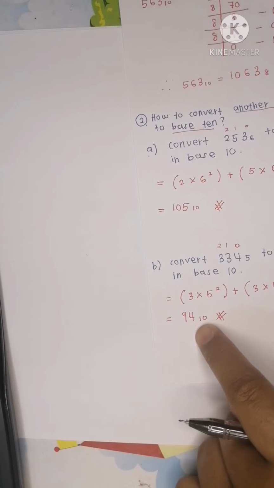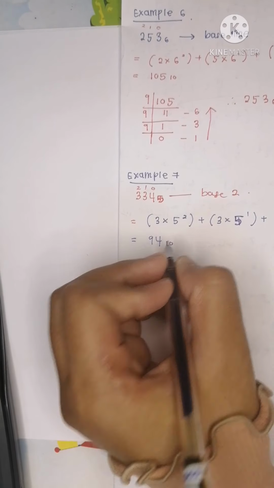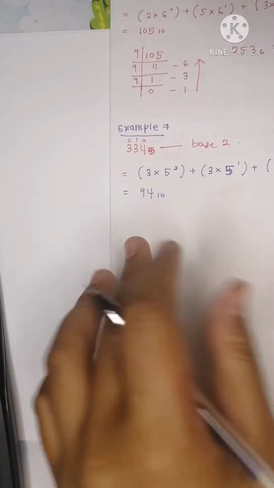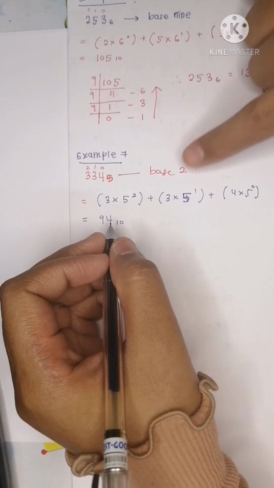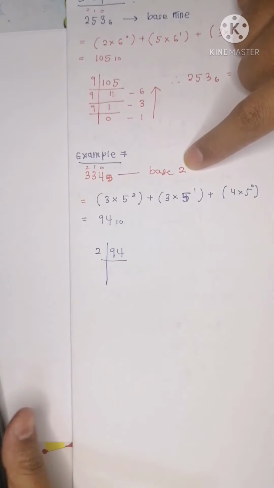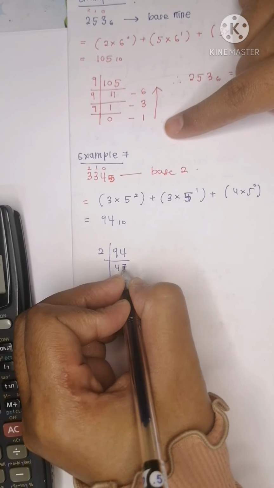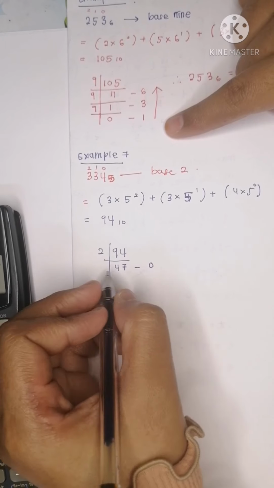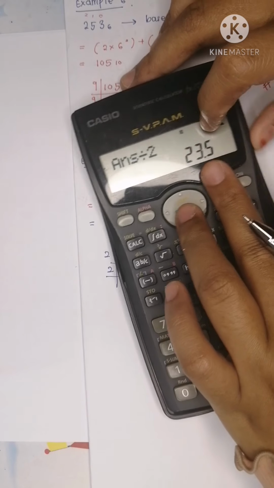So your answer is this one, 94. 334 base 5 is 94 base 10. Okay, and then 94 from base 10 we need to convert into base 2. So 94 divide by 2, you got exactly 47. So there is no remainder, so it's 0. Divide by 2 again, 47 divided by 2, you got 23.5, right?